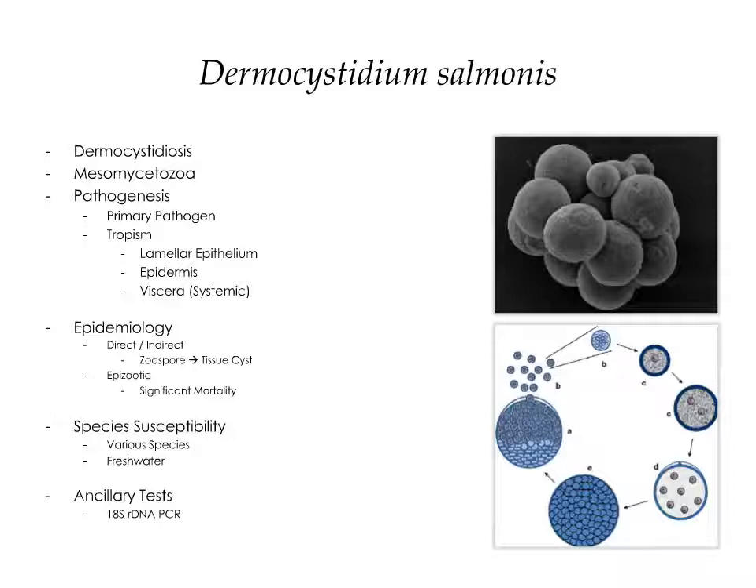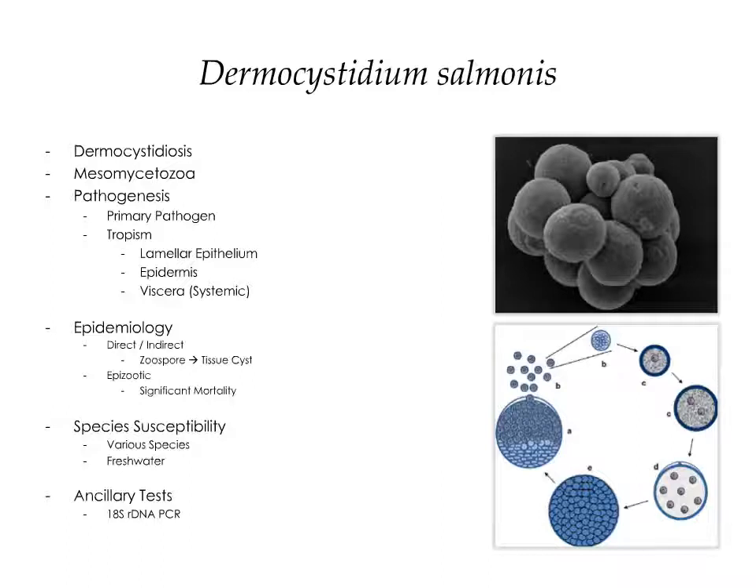In regards to epidemiology, transmission is either direct or indirect. Transmission occurs via the zoospore. Once the host is infected, a tissue cyst will form. Epizootics are associated with significant mortality. Various freshwater species are susceptible. Ancillary testing includes 18S ribosomal DNA PCR.